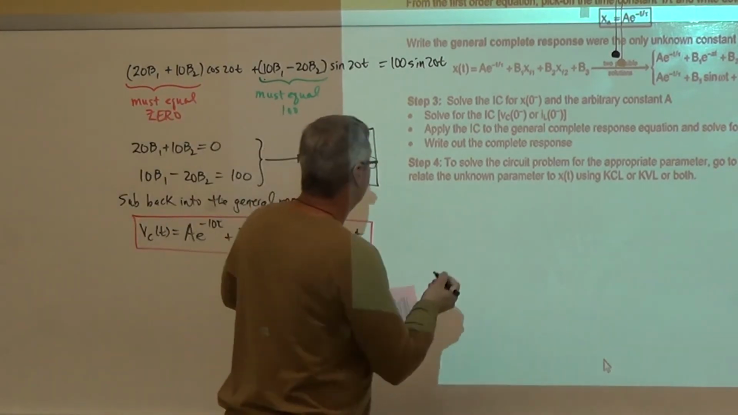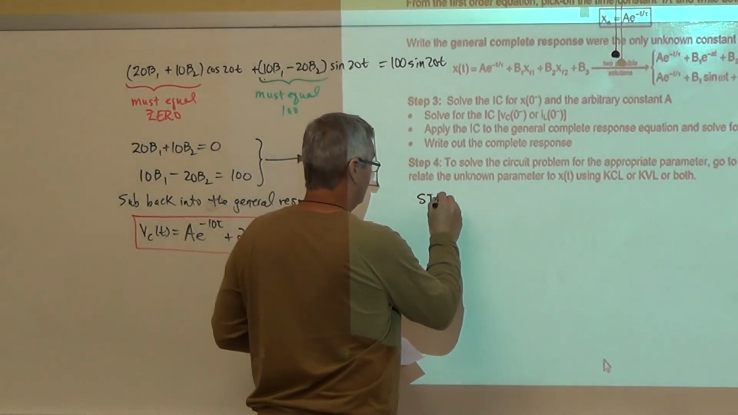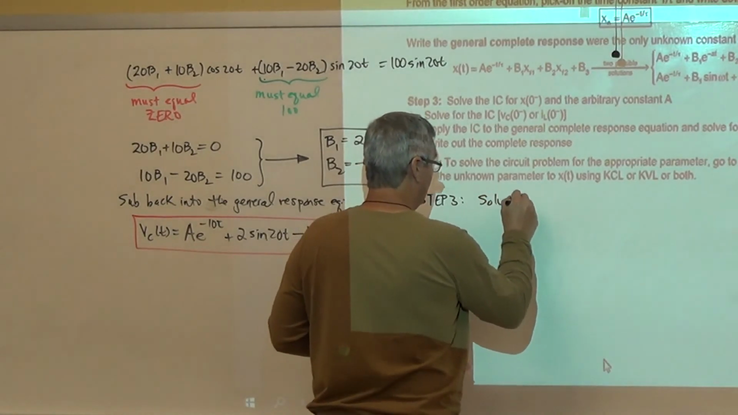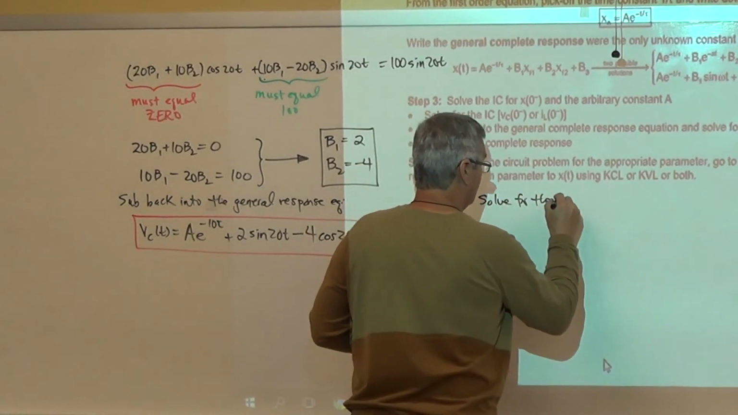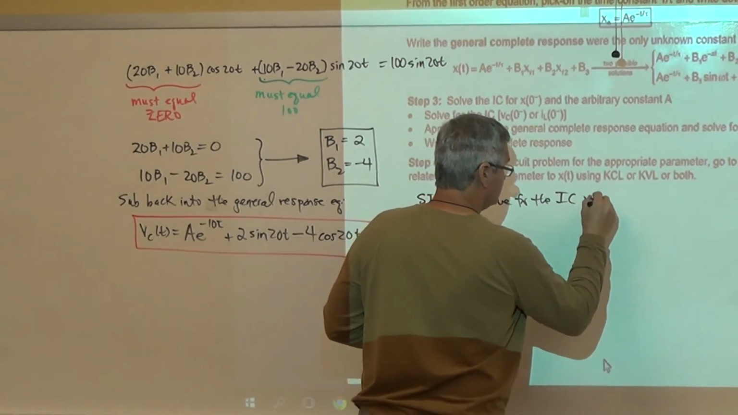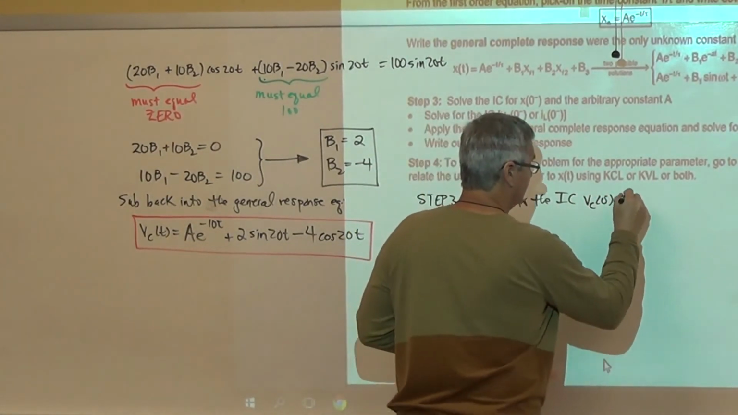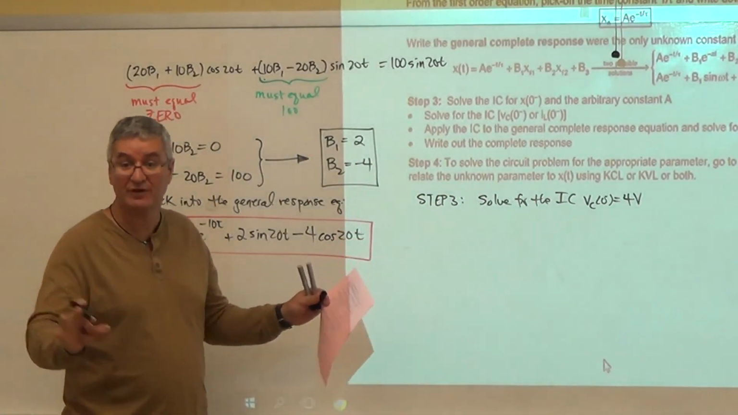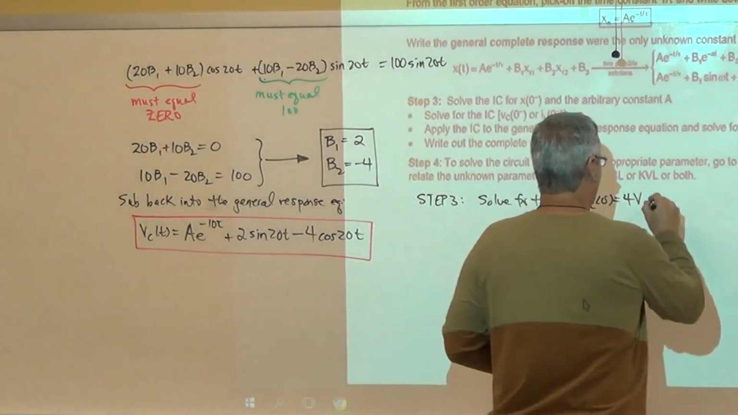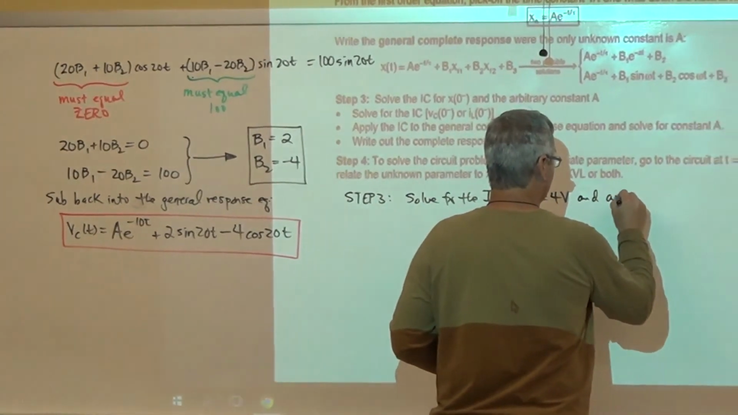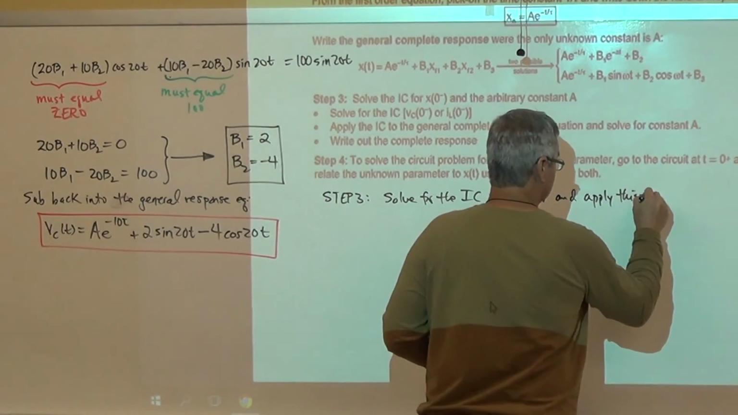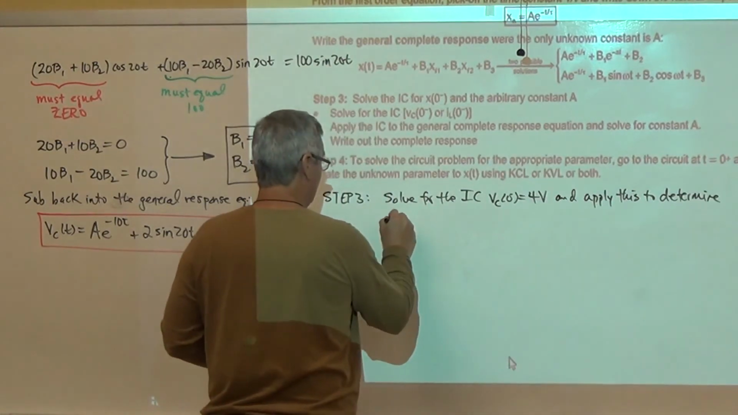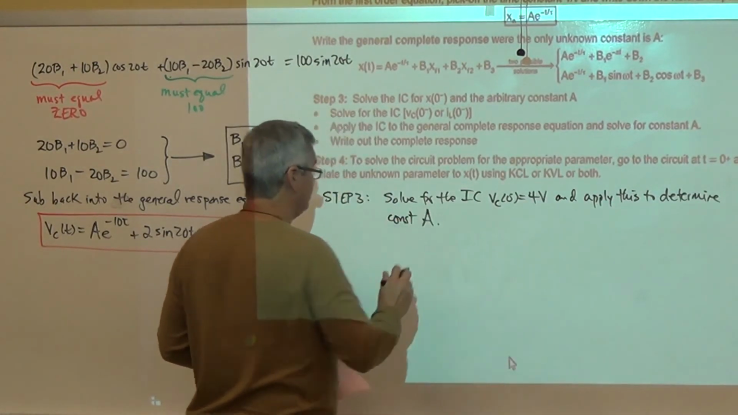So here we go. Now we're at step 3. What we want to do here is solve for the initial condition, VC of 0 minus, which in this case is 4B. So we're sitting sweet right there, right? Because we don't have to solve for it. It's given. And apply this to determine constant A.